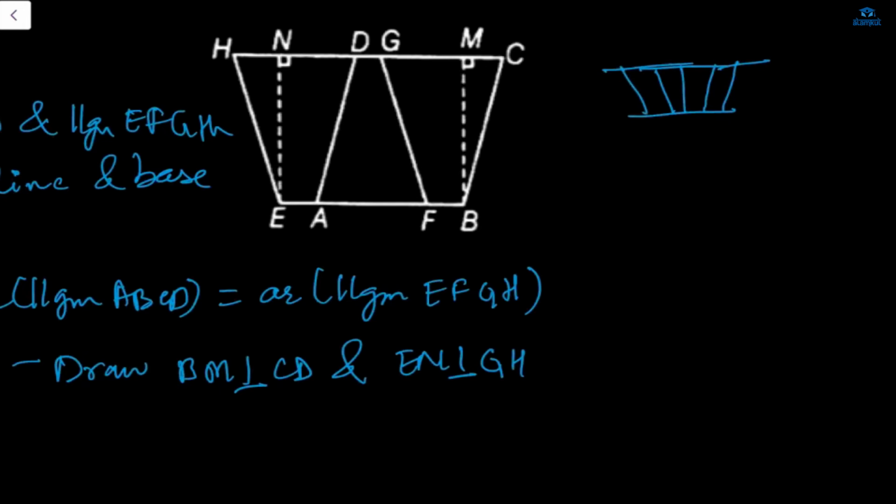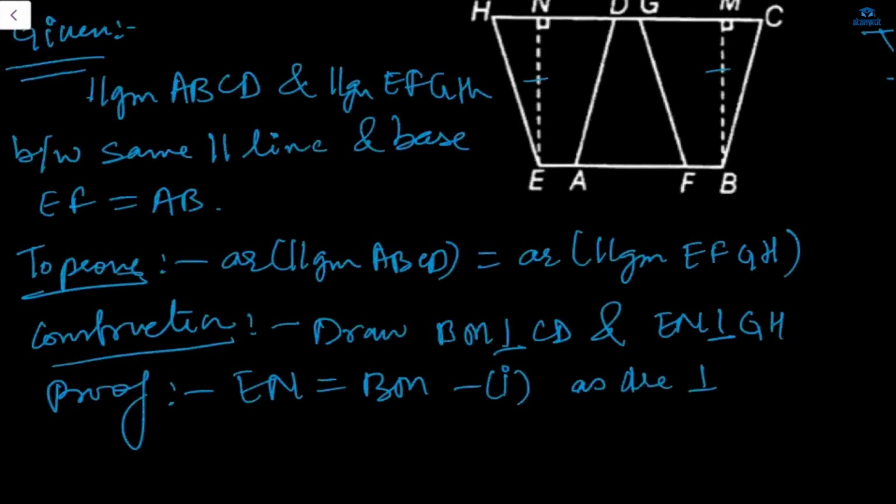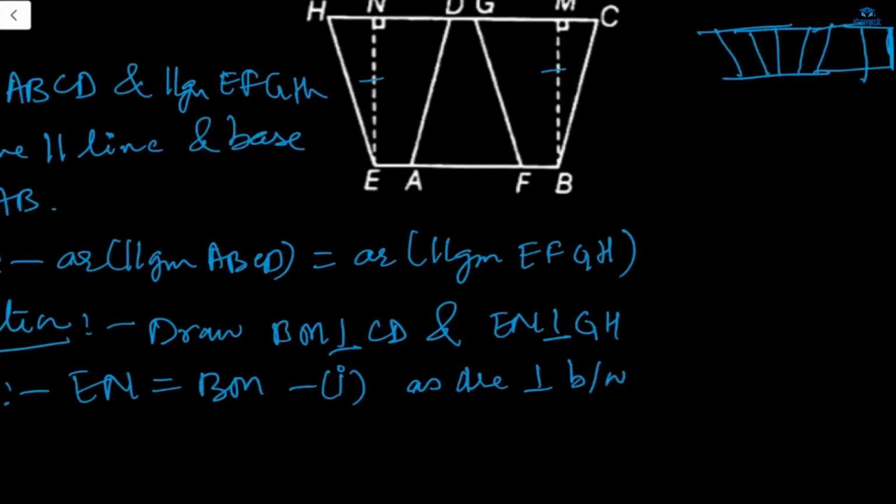We cannot say, because it depends on how much it is slanted. But when we are talking about a perpendicular line, that will be the shortest distance between the two lines, so they will always be equal. So EN is equal to BM. You can mark it first, as they are perpendicular between the same parallel lines. Understood? So they are equal in length.